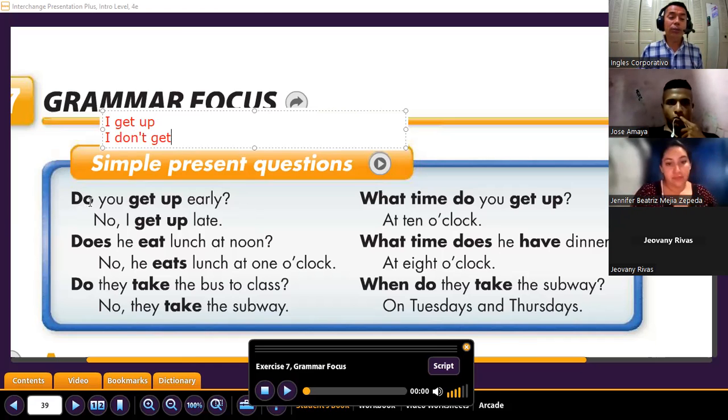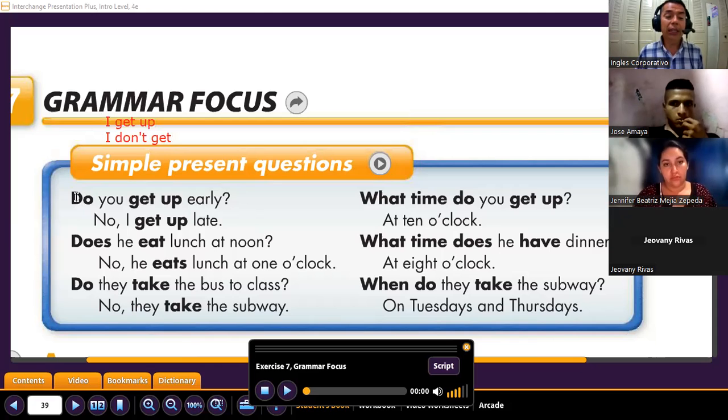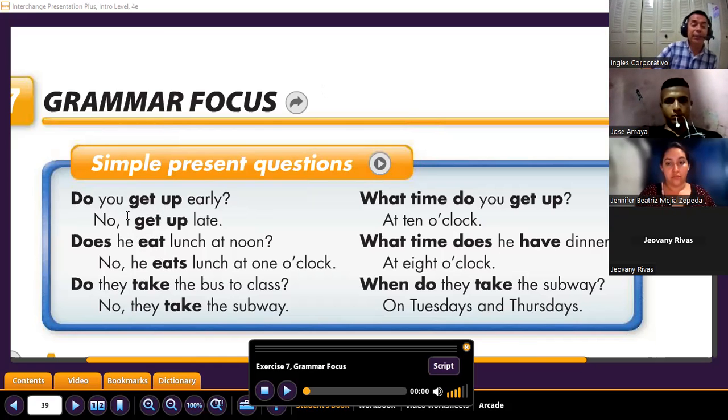In yes, no question, right? Pregunta donde yo digo sí o no, right? We have auxiliary do, subject and verb. Do you get up? Does he eat? Do they take? Right? So it's auxiliary, subject and verb. And when is does, cuando usamos el does, mire, el verbo eat ya no se le agrega la S. So we say, does he eat? No, does he eat, right?